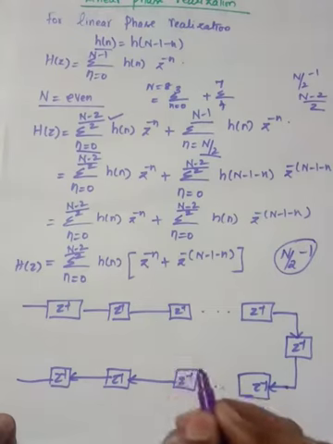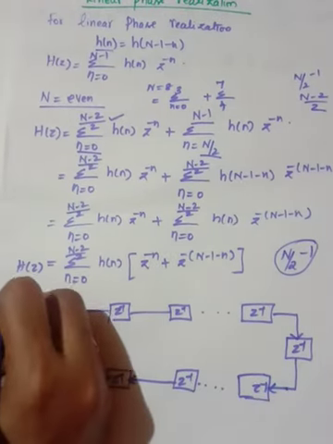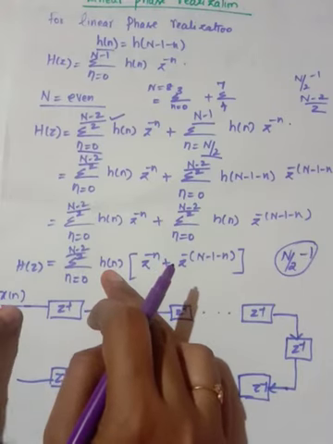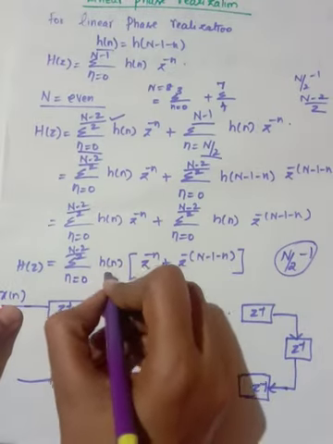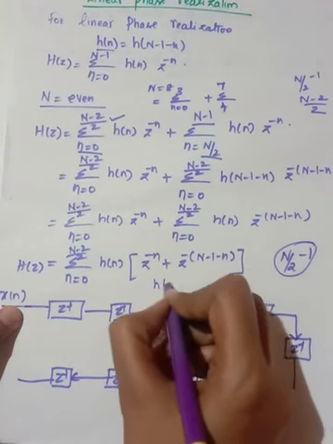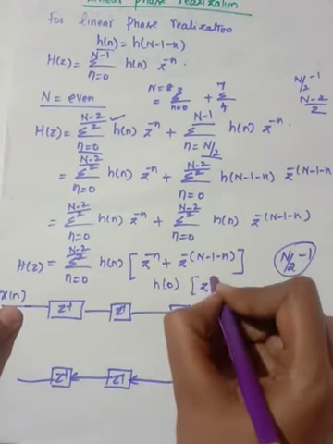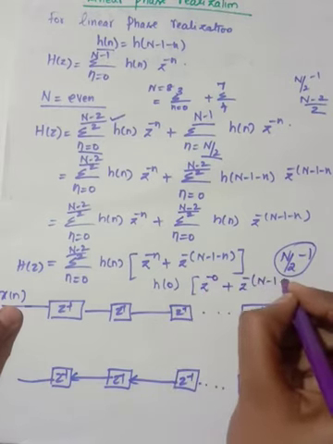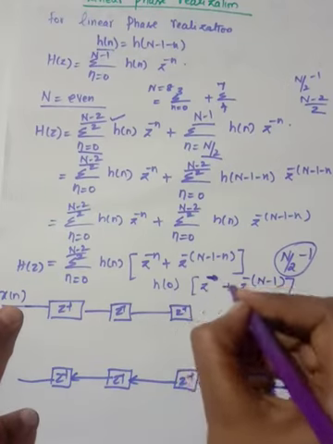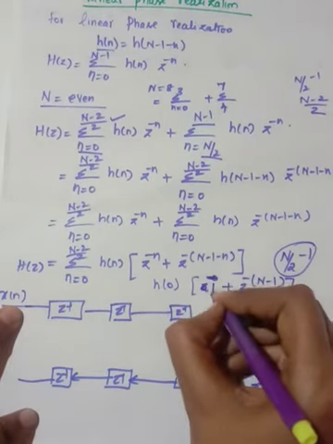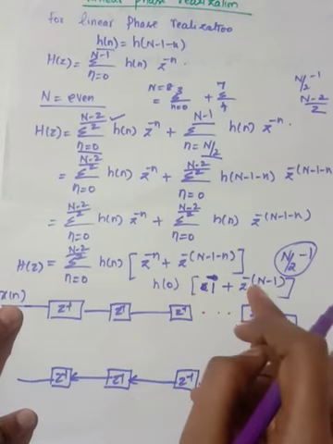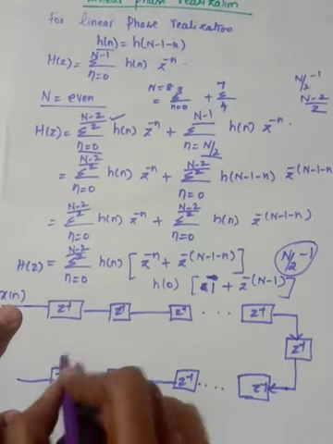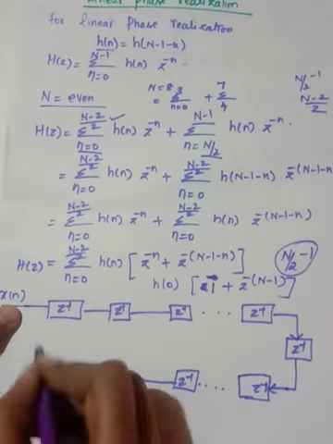Here the input is x of n, and the values you get will be added. When you substitute n is equal to 0, you will get h of 0 times z power minus 0 plus z power minus N minus 1. Z power 0 is 1, so you will get h of 0 times 1 plus z power minus N minus 1. So here you will have N minus 1 delays, and this is the last delay.